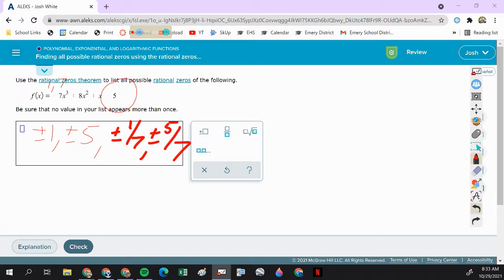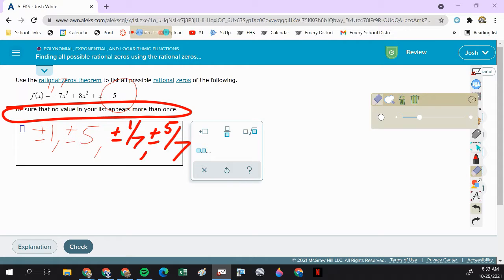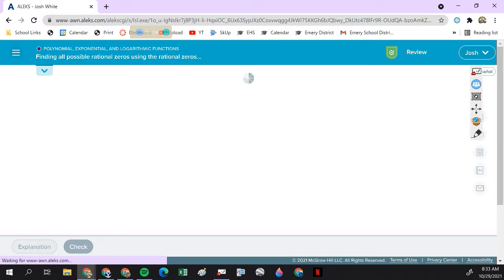Okay. How can we make sure that no value appears more than once? If a fraction simplifies, don't put it in. Anytime you have a fraction that has a common number in the top and the bottom, don't stick it in because it's already in there somewhere. So let's try another one of those. That one was a little too easy.